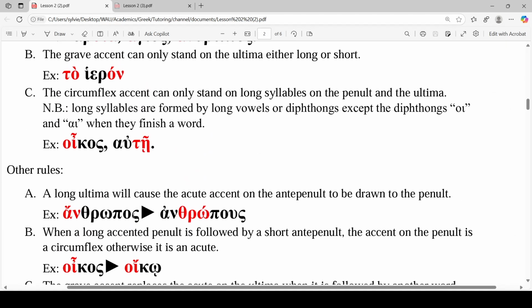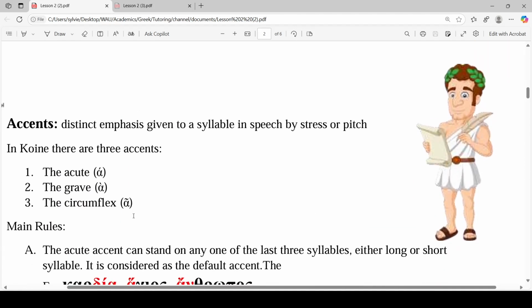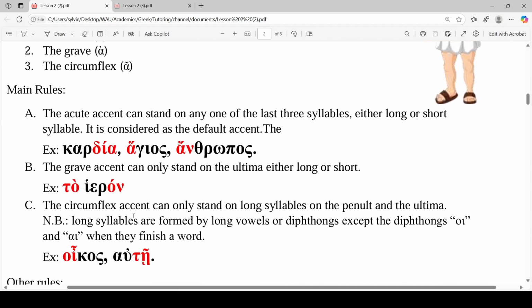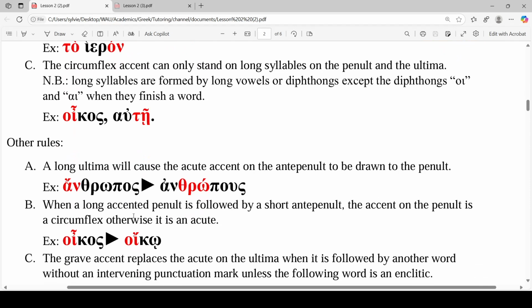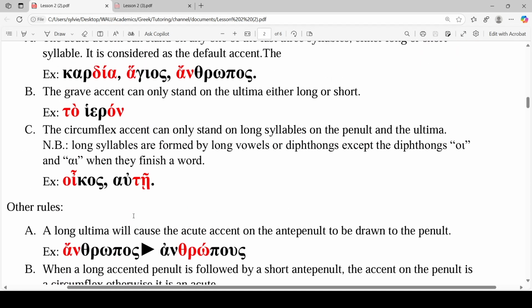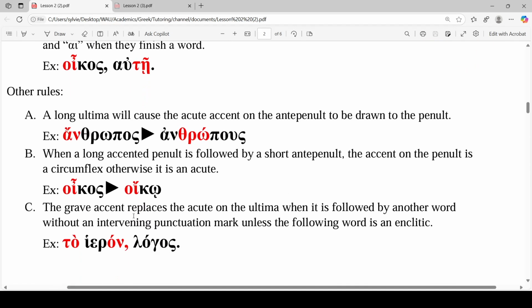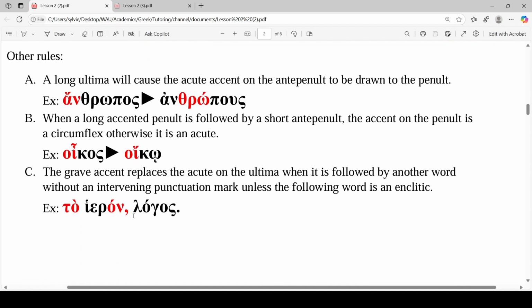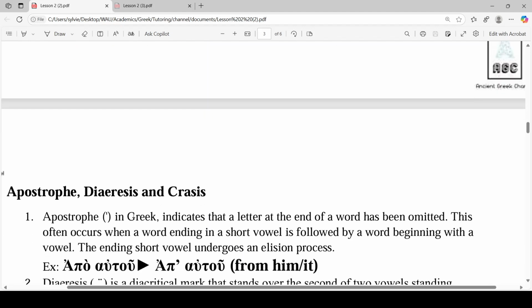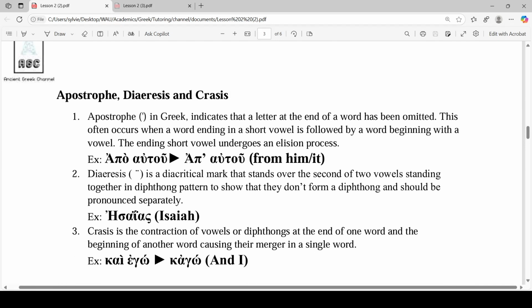Okay, so that's all for the accents in the Greek language. Make sure you master these 6 rules about Greek accent. These are very important and useful tips to properly choose a Greek accent for an accented syllable. That's very important.